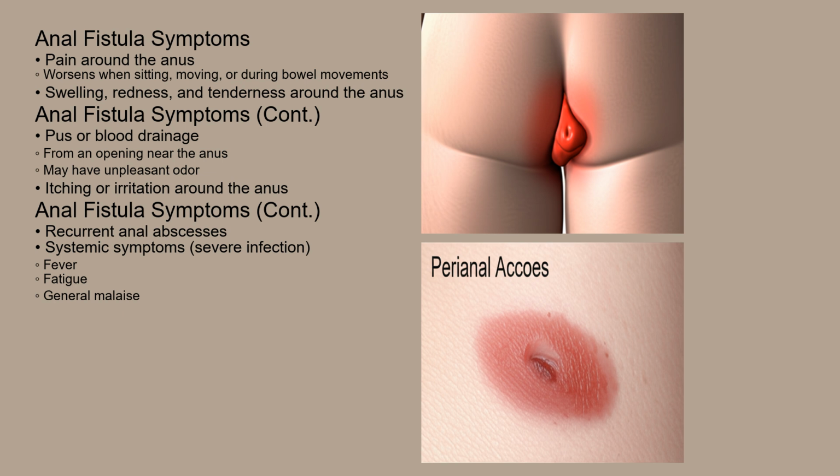The symptoms of an anal fistula can vary depending on its size and location, but some common signs to watch out for include persistent pain around the anus, especially when sitting, moving, or having a bowel movement. Swelling, redness, and tenderness around the anus are also common. You might notice pus or blood draining from an opening near the anus, which can be accompanied by an unpleasant odor. Some people experience itching or irritation around the anus. Recurrent anal abscesses are another sign that a fistula might be present. In some cases, systemic symptoms like fever, fatigue, and general malaise can occur, especially if the infection is severe.